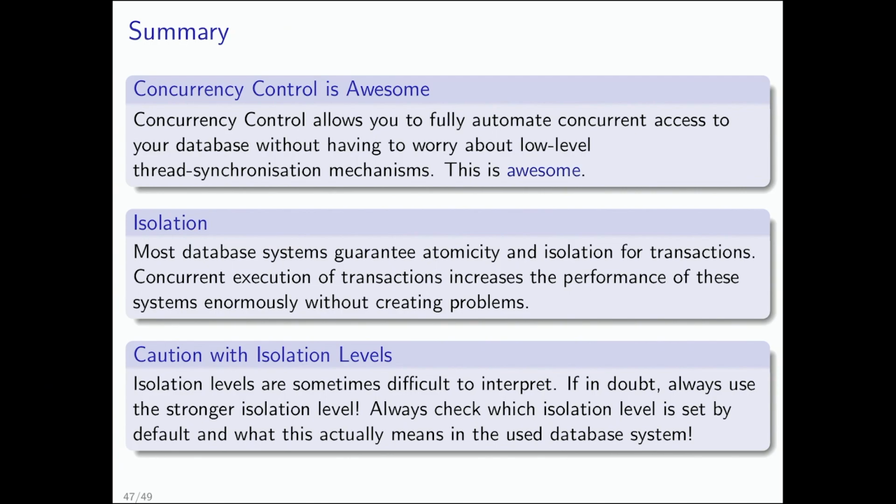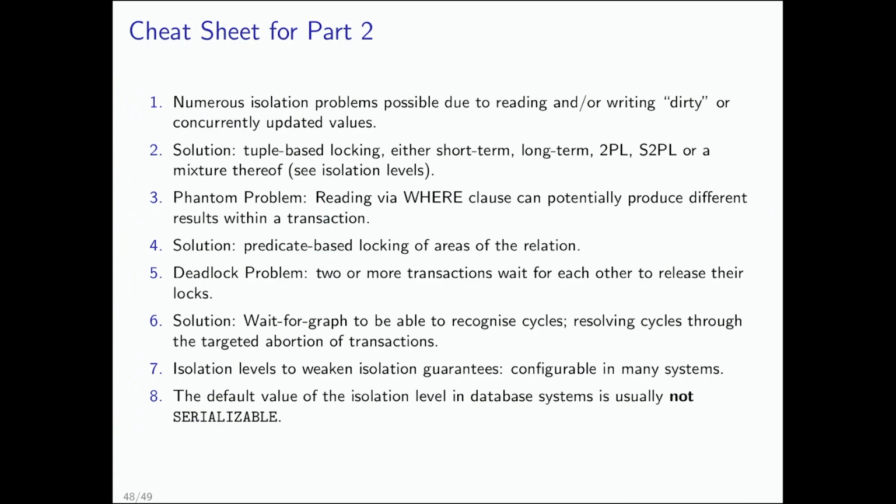Okay. So concurrency control is awesome. It allows you to fully automate concurrent access to your database without having to worry about low-level thread synchronization mechanisms. Most database systems guarantee atomicity and isolation for transactions. Concurrent execution of transactions increases the performance of these systems enormously without creating problems. Be careful with isolation levels. Make sure to set it to serializable.